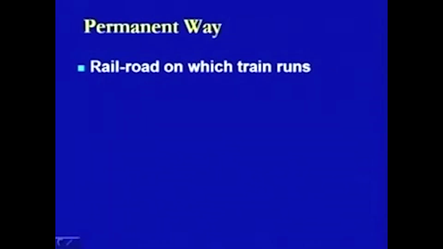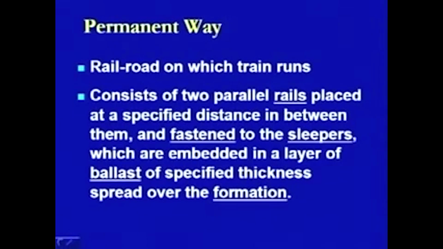Now the next thing which I am interested to take today is about the permanent way. Though I was interested in taking up this one in the previous one, because of shortage of time we could not take it. We'll just try to look at some of the aspects related to the permanent way. In the case of the permanent way, it is defined as the railroad on which the train runs. Or in a more detailed form, we can define it as consisting of two parallel rails which are placed at a specified distance in between them and which are fastened to the sleepers, which are embedded in a layer of ballast of a specified thickness spread over the formation.